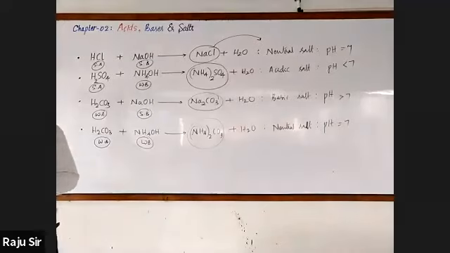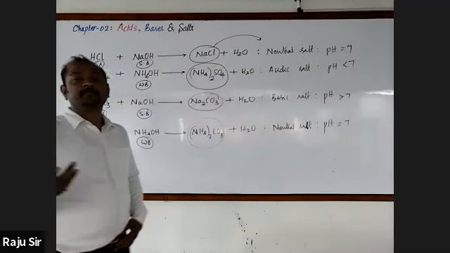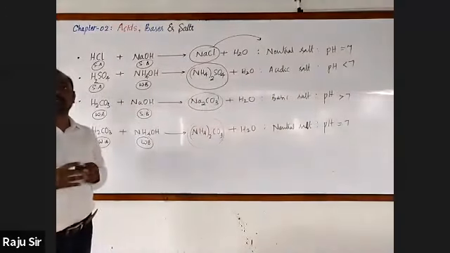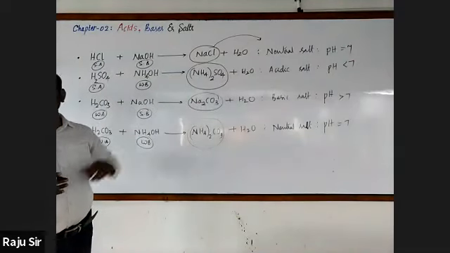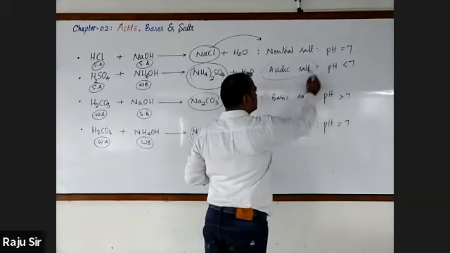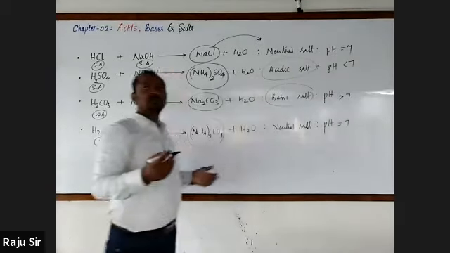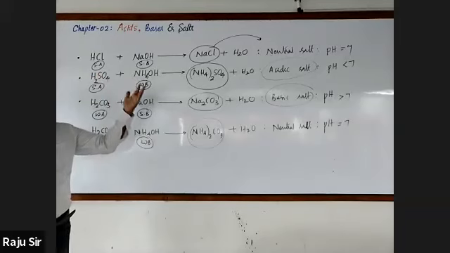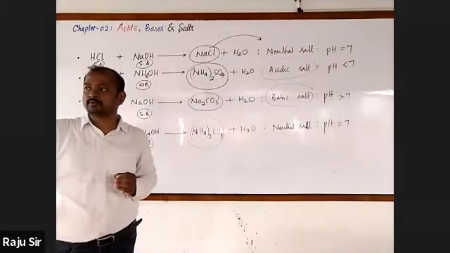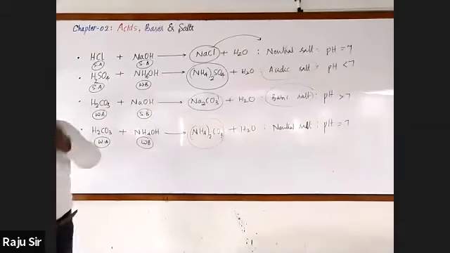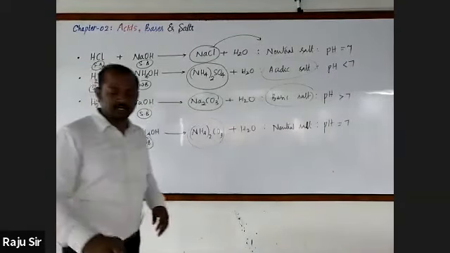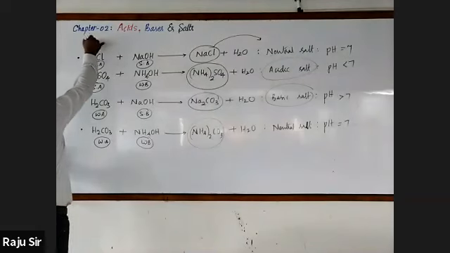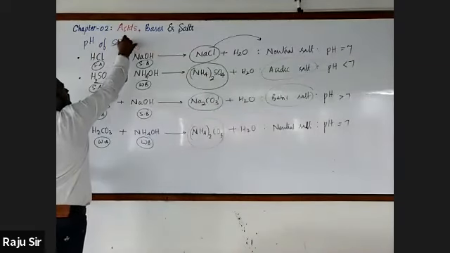Earlier we used to think that salts are neutral compounds because they are formed from acids and bases. But when we go in depth, we will come to know that even among salts we have different types: acidic salts, basic salts, and neutral salts. It all depends on the strength of the acid and base from which the salts are formed. Got it? So now you write about pH of salts.